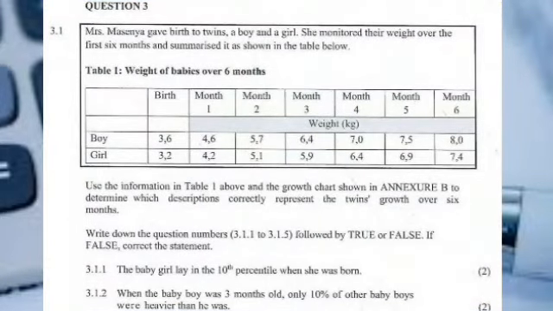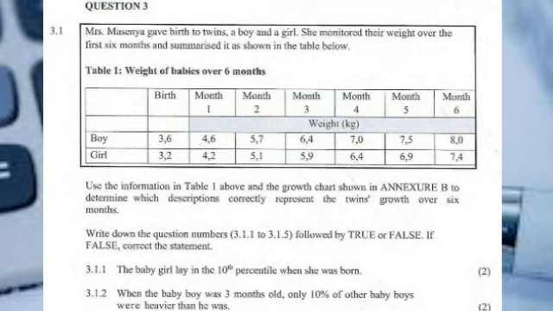3.1.2 says when the baby boy was 3 months old, only 10% of other baby boys were heavier than he was. So when they say that at a certain age only 10% of other babies are heavier than you, it means you have to fall on the 90th percentile. Because when we are talking about percentiles, we are talking about a full percentage, right? A full percentage is out of 100. So if there is only 10 that is above you, that means you have to be in 90. Why? Because when you take 100 minus 90, you are left with 10.